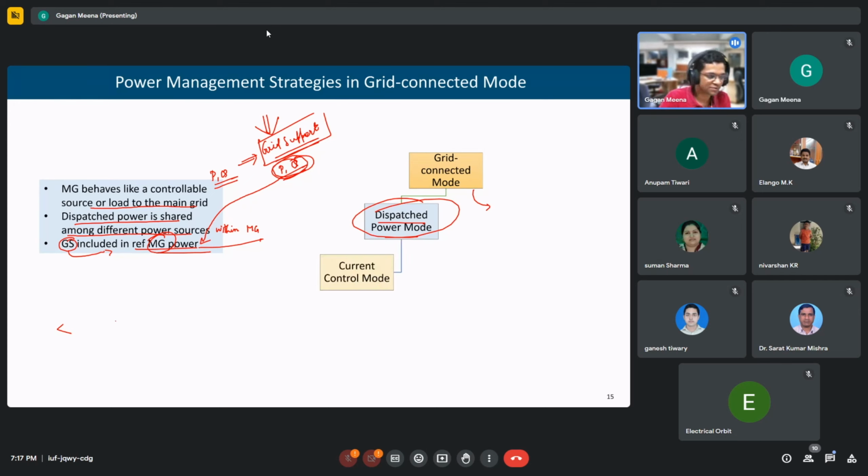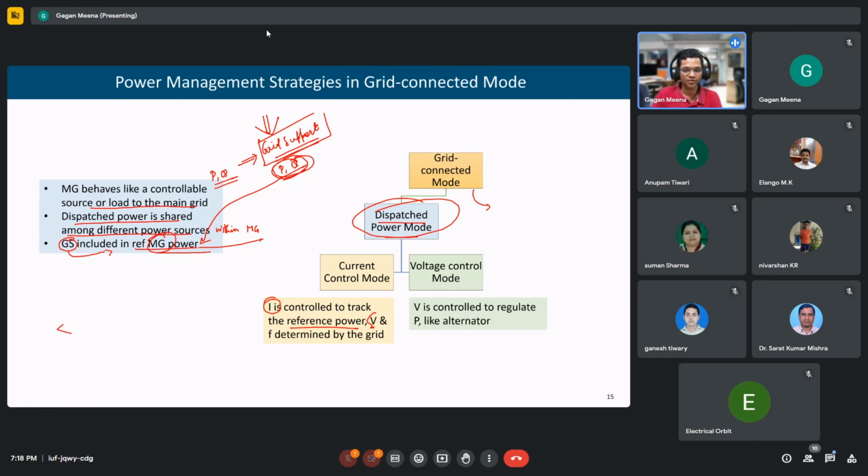So in dispatched power mode, there are two modes. One is current control mode and one is voltage control mode. In current control mode, the current is controlled to track the reference power, and then voltage and frequency are determined by the grid. In voltage control mode, voltage is controlled to regulate power, just like the conventional synchronous generators.